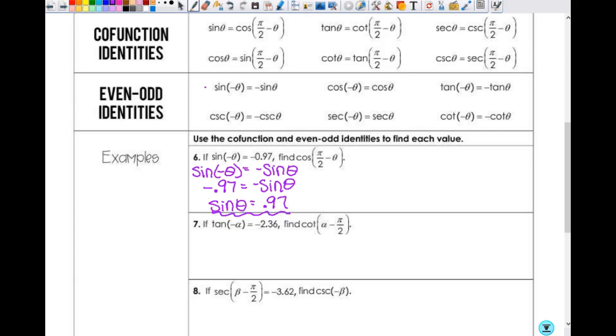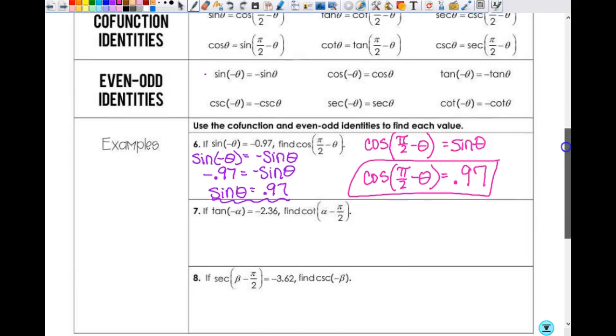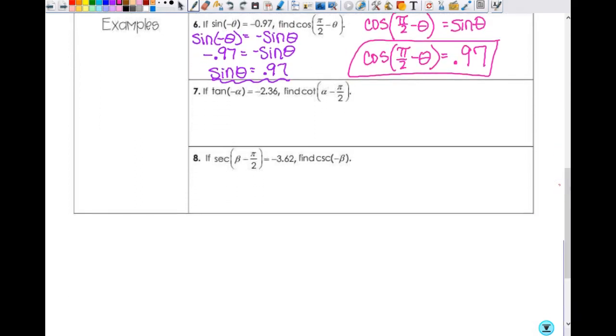So now I need to look at what I know about this over here. They want me to find cosine of pi halves minus theta. Well, that is just equal to, see when you find it right there, bam, that is equal to the sine of theta. Therefore, cosine of pi halves minus theta is equal to 0.97. And you're done. Okay. Any questions at all? Let's look at the next one.